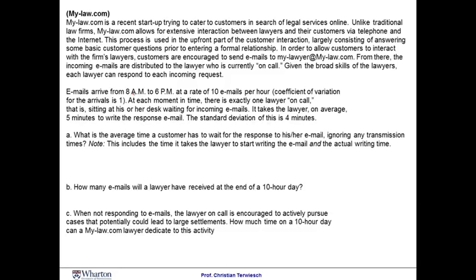Okay, so the first question is about this firm mylaw.com. And the way MyLaw works is basically they have a lawyer that is answering emails. Emails come in from 8 to 6 p.m. and there are 10 emails arriving per hour. There's only one lawyer on call, and it takes the lawyer 5 minutes to write a response email with a standard deviation of 4 minutes. Alright, a couple of questions are coming up. Pause me now and take a shot at these questions yourself.